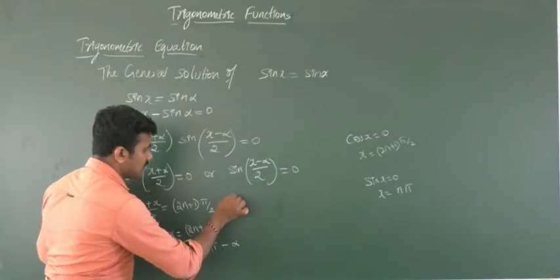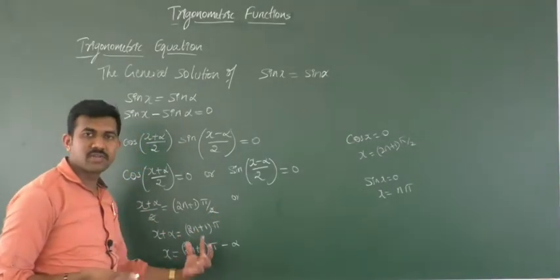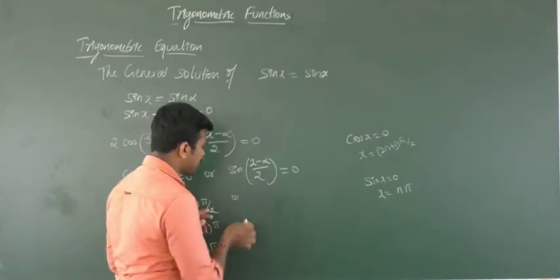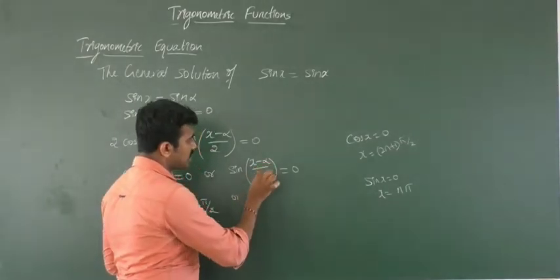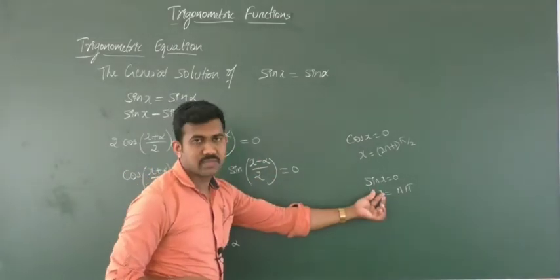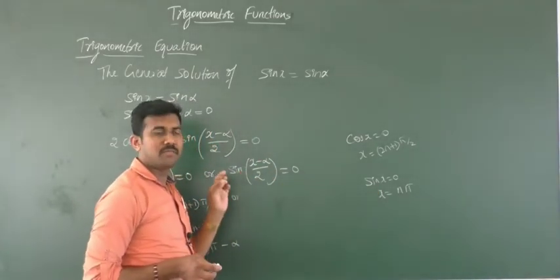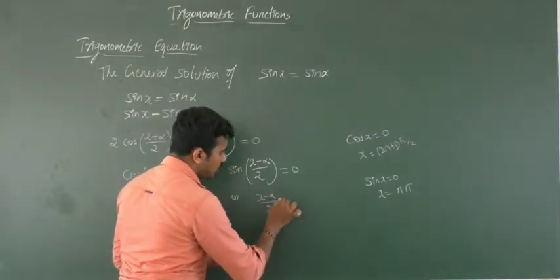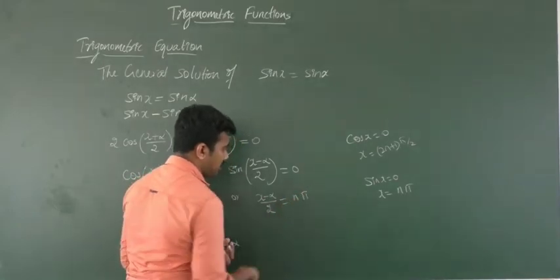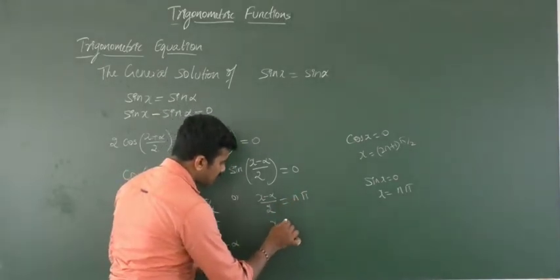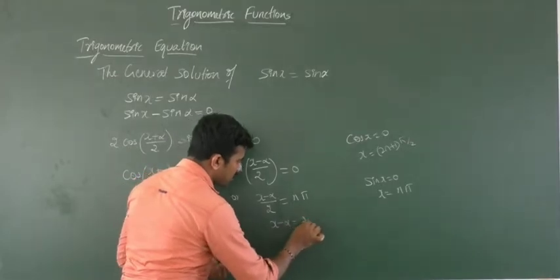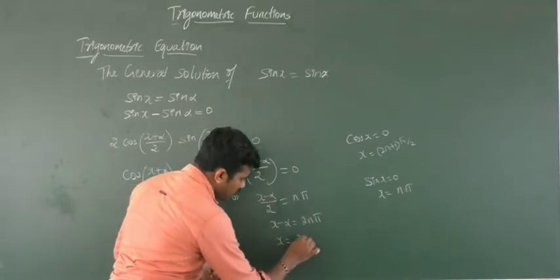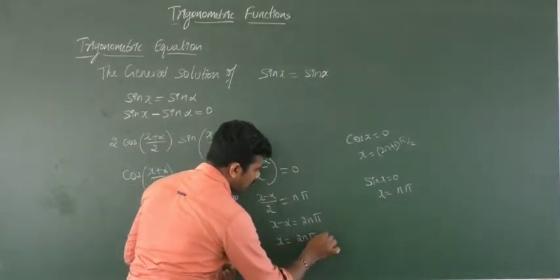Similarly, the second case, either x is equal to this value or x is equal to what value we will get. See, the general solution we are getting. So here sin of (x minus alpha)/2 is equal to 0 means that value must be in the form n into pi, an integral multiple of pi. So we can say (x minus alpha)/2 must be equal to n pi. By cross multiplying this, what will we get? x minus alpha is equal to 2n pi, or x is equal to 2n pi plus alpha.